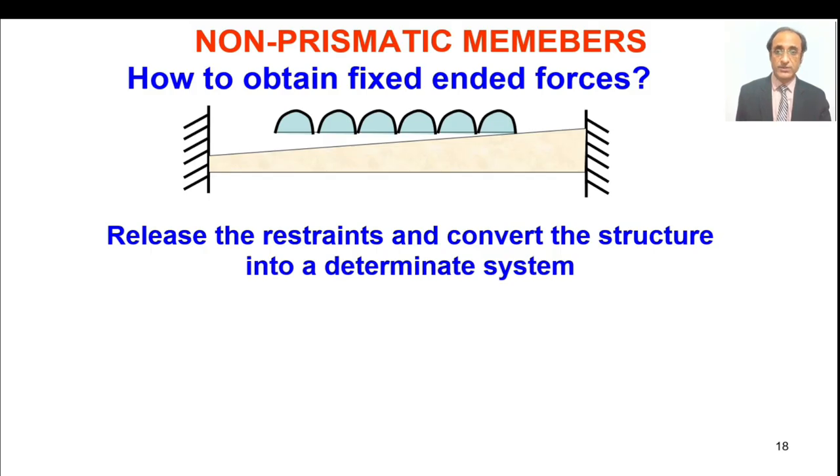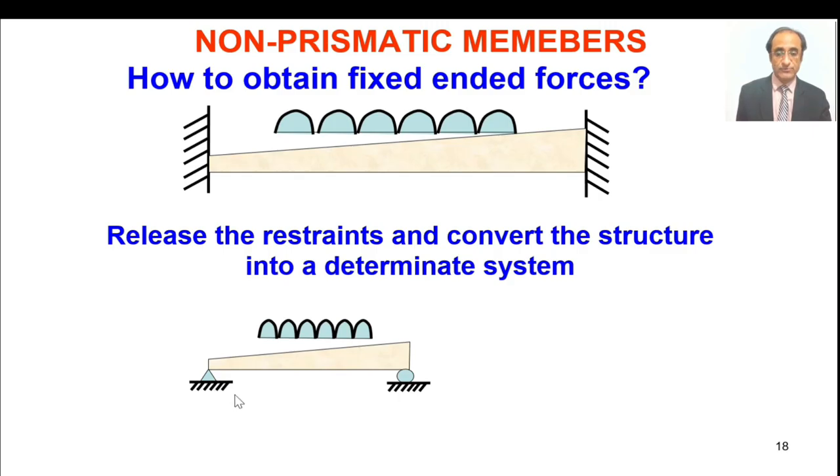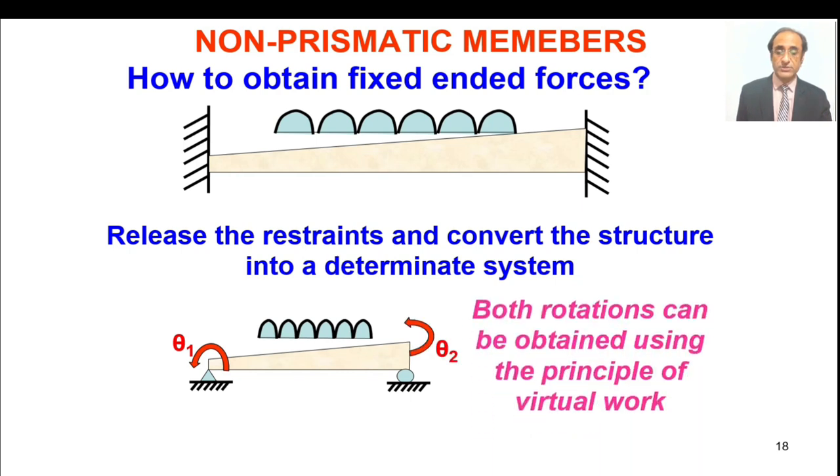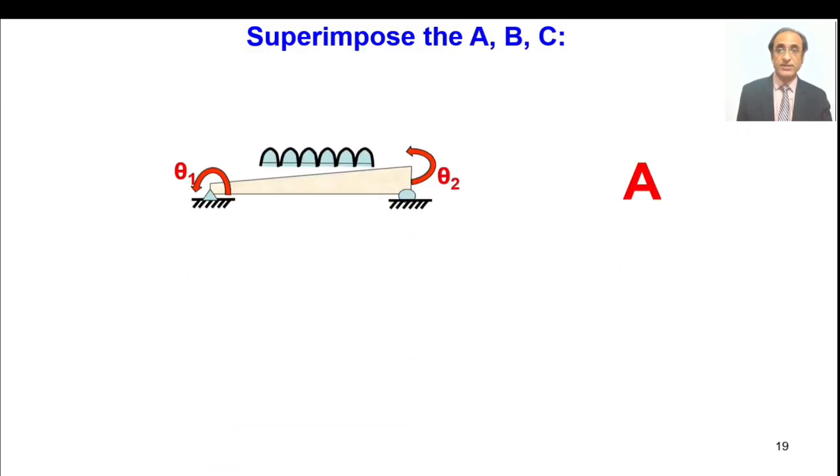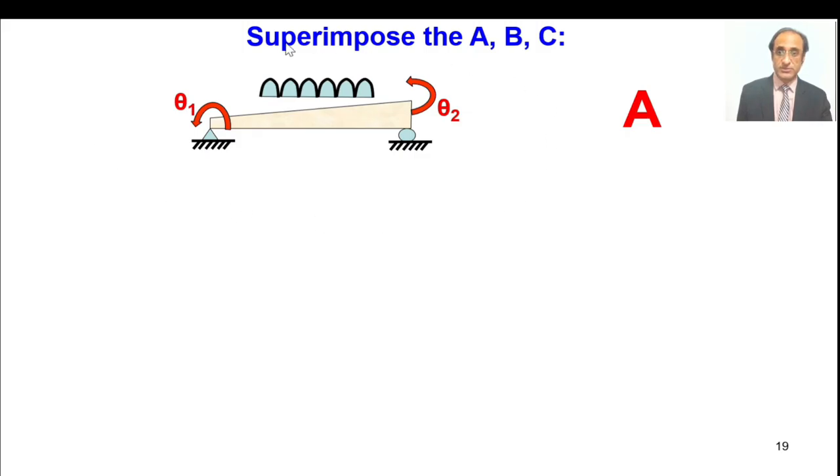What we do is release the restraints and first convert the structure into a determinate structure like this. We consider pin and roller conditions, and on this structure we can apply the principle of virtual work and find out the rotations at the two ends. Once we have done it, we can use what we have derived so far. We superimpose three cases A, B and C. A is the determinate structure we have just solved by the principle of virtual work, and we have the values of theta 1 and theta 2, the two end rotations.